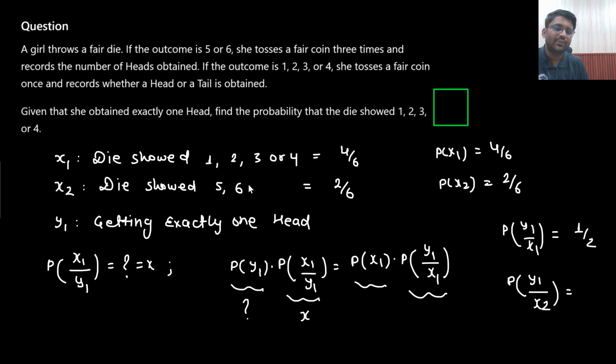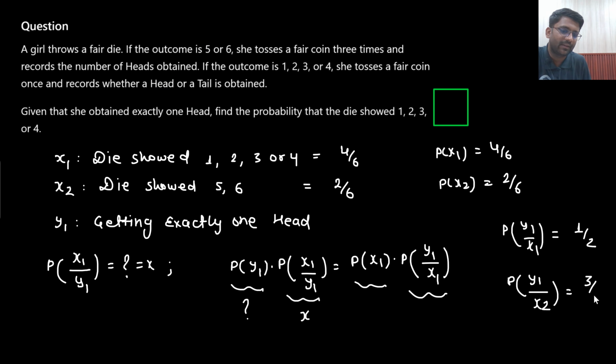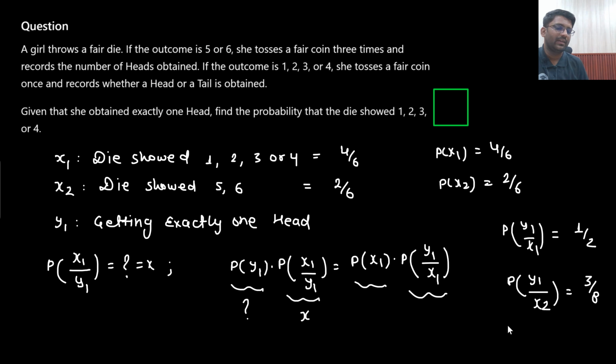That means if the die is showing 5, 6, then what is the probability that you will get exactly one head? Exactly one head here, exactly one head here, exactly one head here. So that probability will be 3 by 8. Probability of getting exactly one head given that 5 or 6 is shown equals 3 by 8. So this particular thing we also know now. Probability of y1 by x1 we know, probability of y1 by x2 we know, and x1, x2 also.